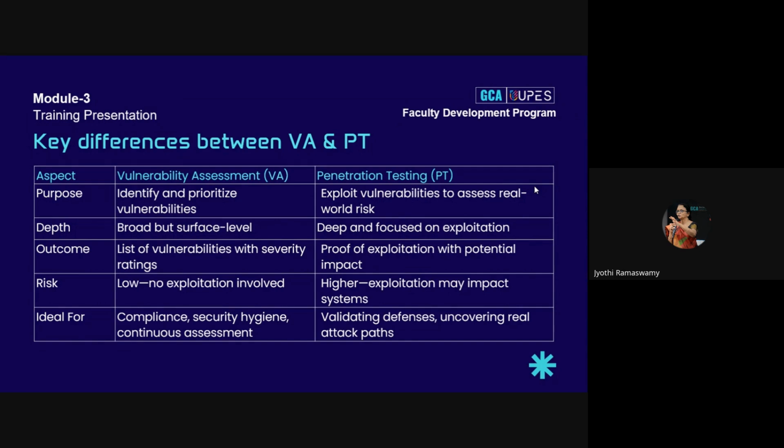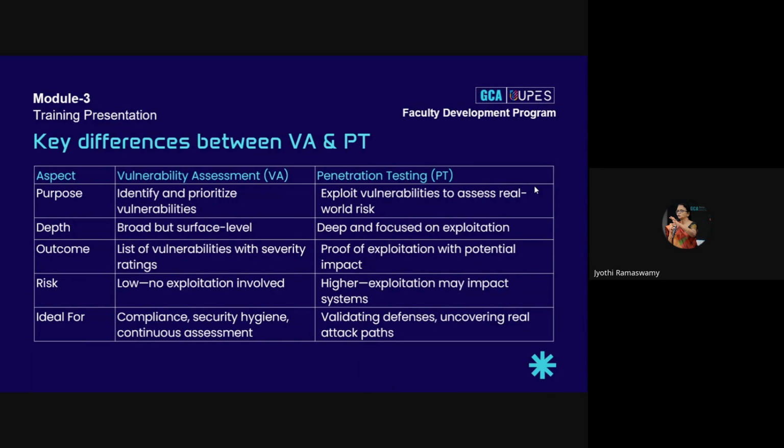The authentication to get into the mail server is weak, right? So penetration testing actually gets in and then tries to utilize the vulnerabilities. What is the outcome of a VA? It gives a list of vulnerabilities with severity rating. So a VA report tells you there are 20 vulnerabilities: 3 are critical, 7 are high, 15 are medium, and the remaining are low.